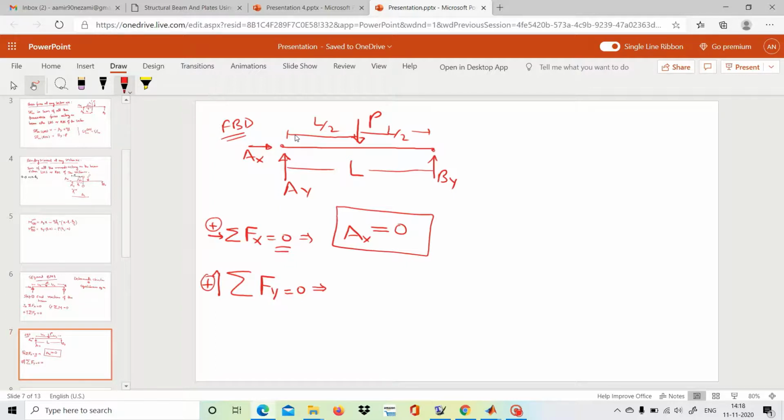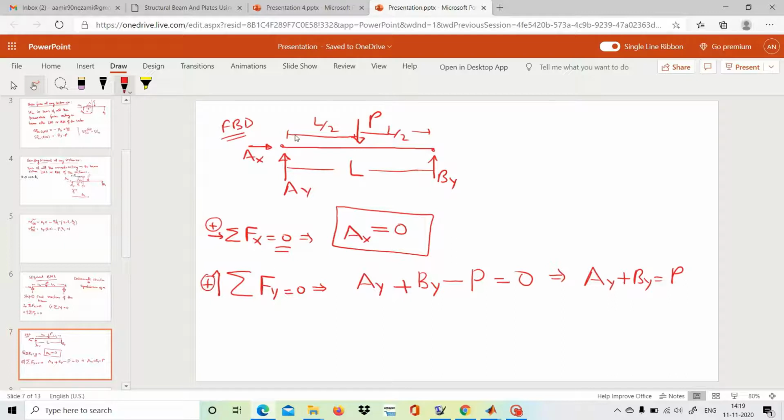So now vertical forces: AY is acting in the upward direction, so AY plus BY, which is also acting in the vertical direction, and this is a force P acting in the downward direction, so minus P. Any other vertical forces? No. So the sum of all these forces should equal 0. From here we can see that AY plus BY is equal to P.